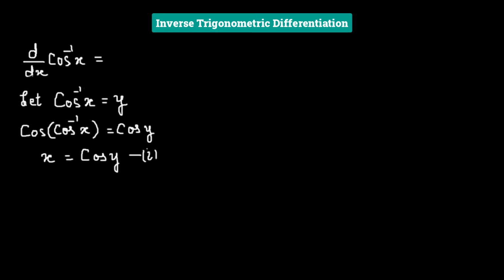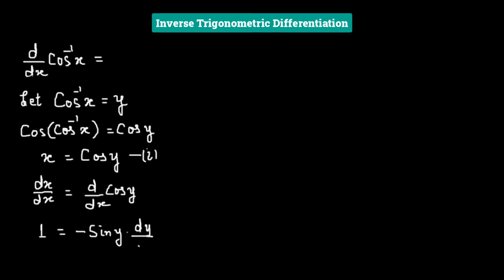Now we're going to differentiate both sides with respect to x. So differentiation of x with respect to x will be equal to differentiation of cosine of y with respect to x. So the derivative of x with respect to x is equal to 1. Now the derivative of cosine of y with respect to x will be done by using the chain rule. So we have the derivative of the cosine function giving negative sine of y multiplied by the derivative of y with respect to x. Now rearranging, we are going to get dy over dx equals -1 over sine of y.